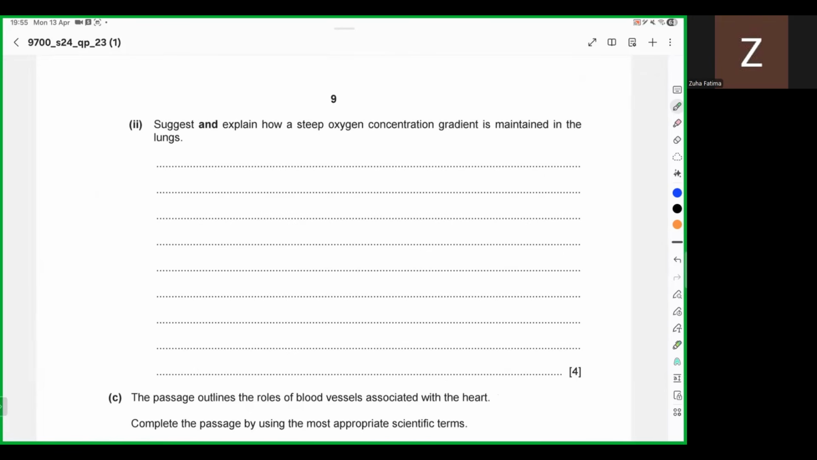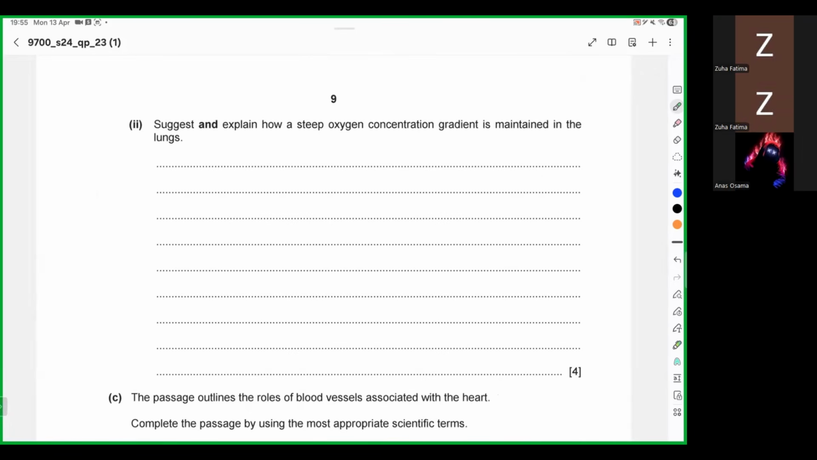Guys, tell me, is my voice lagging again? Because my connection bandwidth is low. Okay, there is no lag.